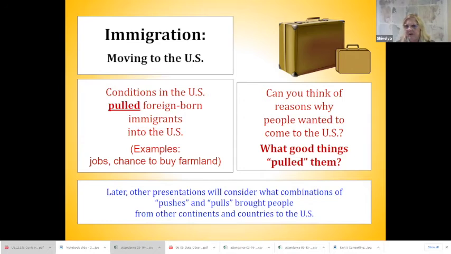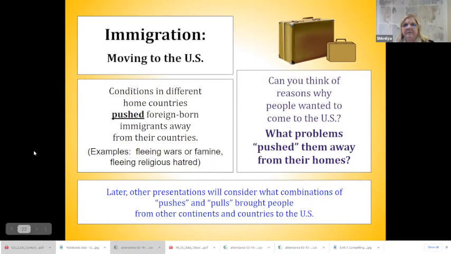And most of the time they seem to be able to nail it, but sometimes they can go off on different things, so you've got to kind of reel them in. What would be some good things that would pull them here? So we have a pretty good discussion about that. What would be a reason to be pushed out of their homes or away from their homeland? And so we give some examples that people had to leave. We know that there were many immigrants that came because of these different situations in their country that pushed them out of their country.